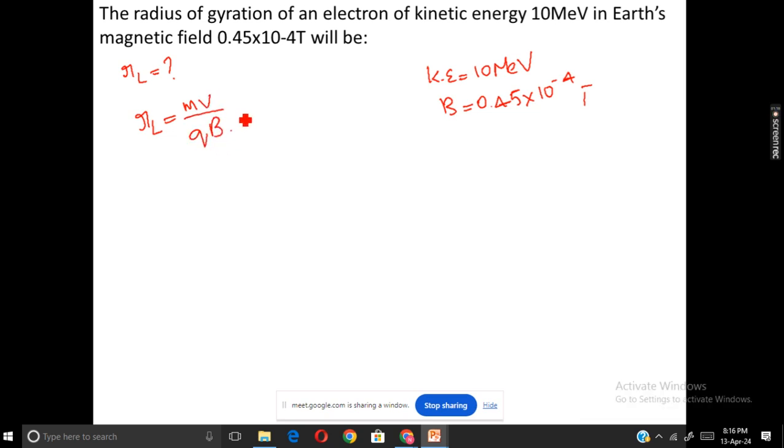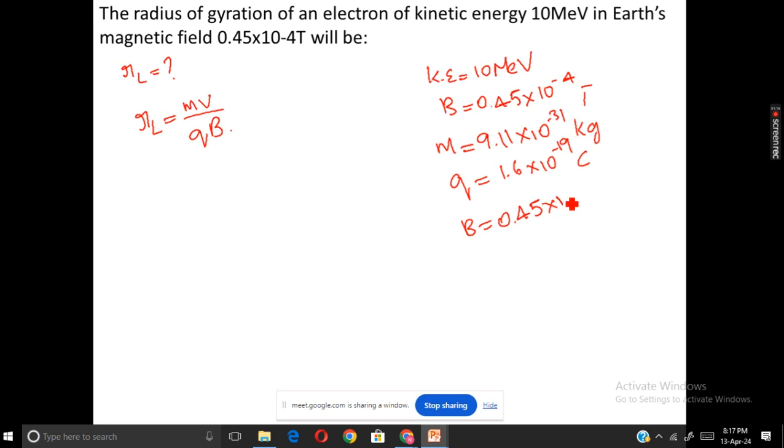qB. So we know m, which is the mass of an electron. They have already told the particle is an electron. It is 10 raised to minus 31 kilogram. And q also we know, which is 1.6 into 10 raised to minus 19 coulomb. And B is given in the question, which is 0.45 into 10 raised to minus 4 Tesla. The only parameter that is missing is velocity. That is not given in the question. Instead, kinetic energy is given.